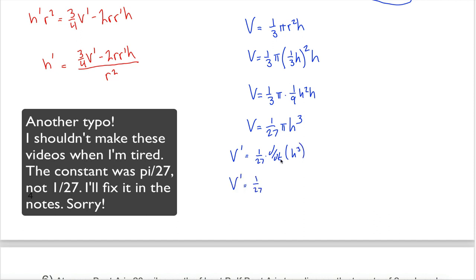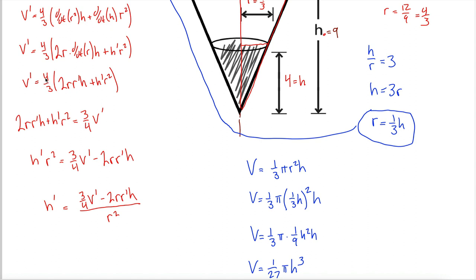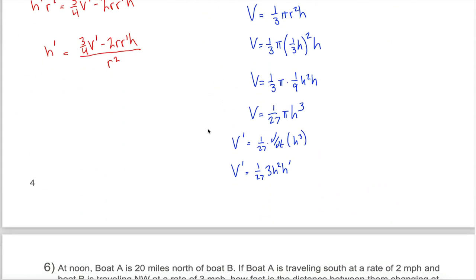Maybe since we just did something similar, you're comfortable with using the chain rule here. You bring the 3 down in front, you leave the h completely alone, and subtract 1 from the exponent to get h squared. But then you're not done. You have to multiply that by the derivative of the h, which is h prime. Instead of thinking about v prime as 4/3 times 2rr prime h plus h prime r squared, we can think about v prime as 1/27 times 3h squared h prime.